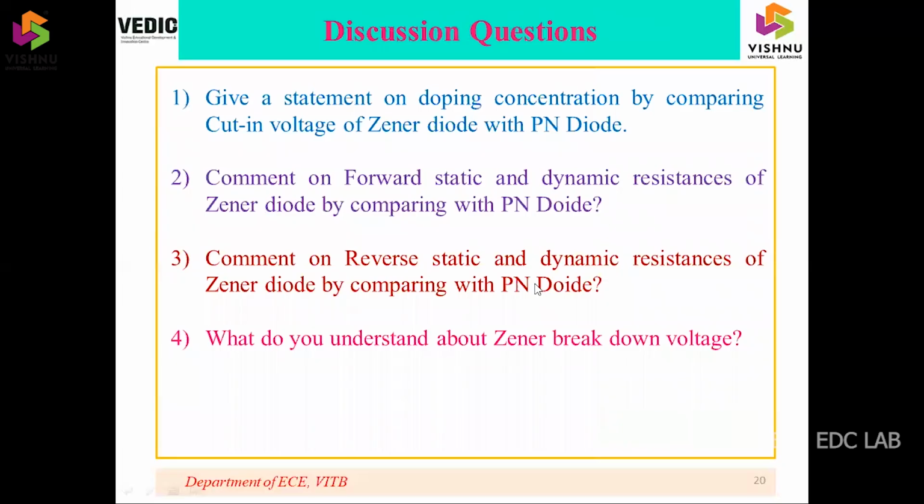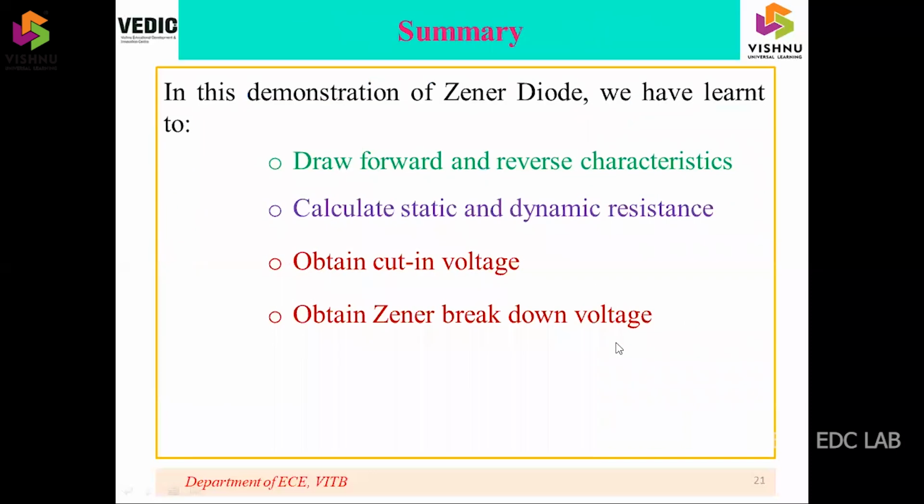And these are the discussion questions. Give a statement on doping concentration by comparing the cut-in voltage of the Zener diode with the PN junction diode. Comment on forward static and dynamic resistances of the Zener diode by comparing with the PN junction diode. Comment on reverse static and dynamic resistances of the Zener diode by comparing with the PN diode. What do you understand about Zener breakdown voltage?